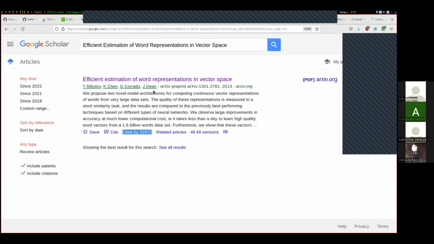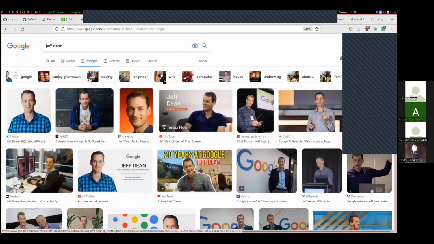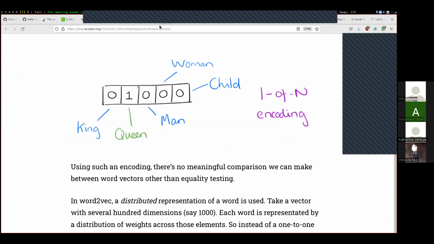The other super famous author here, the last author, Jeff Dean, is the head research scientist at Google. So he's another super famous person. His salary is not publicly disclosed, but credible estimates are greater than 40 million a year. Yeah, like an NFL superstar.